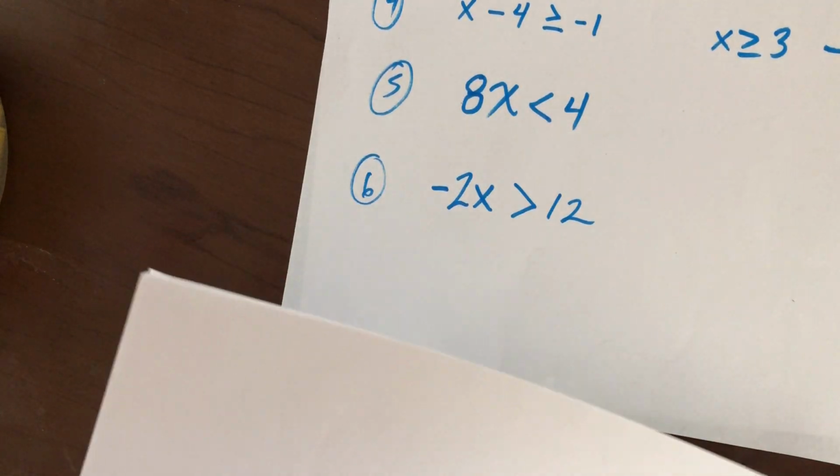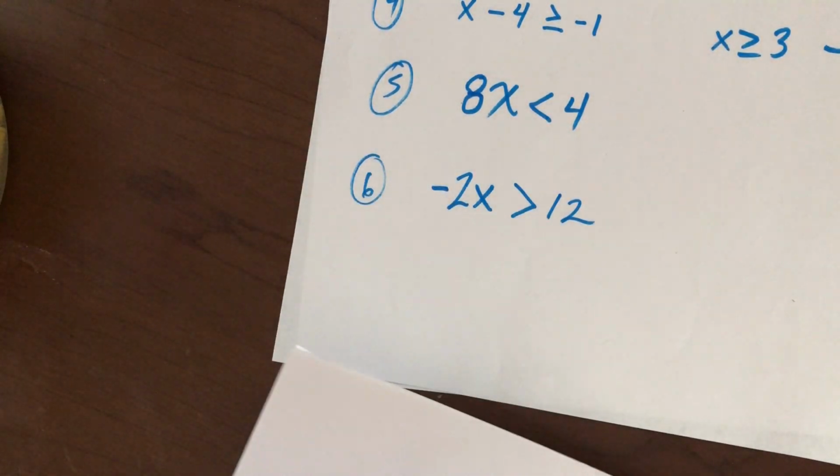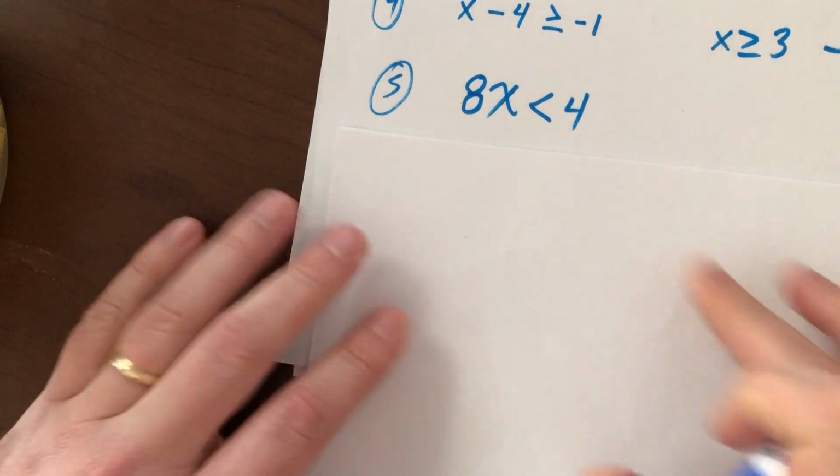All right. Oh, yeah, I was going to actually do number 5. So number 5 says 8x is less than 4.